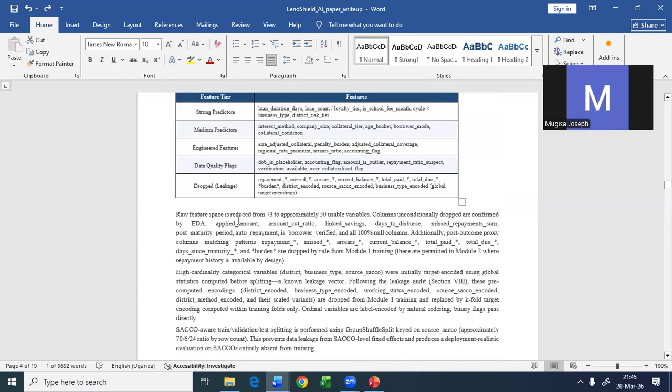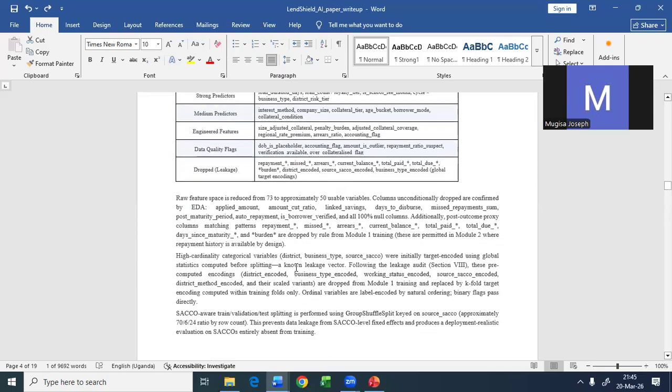As you can see here, the raw feature space is reduced from 73 to approximately 50 usable variables. All these columns here were dropped, as we confirmed by the EDA. They followed the rule from module 1 training, which shows that they were permitted in module 2, where a repayment history is available by design.